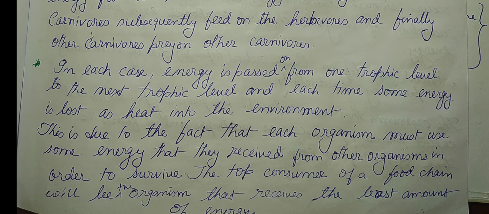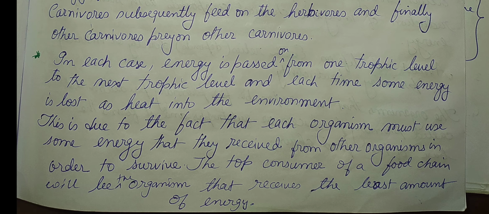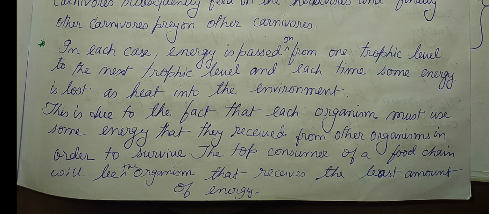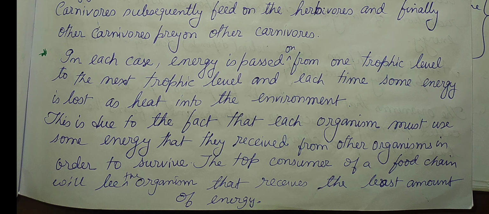Now, if you see carefully, in each case during energy flow, when an organism is eaten by another organism, or in better words when energy is passed from one trophic level to the next trophic level, each time some amount of energy is lost as heat into the environment. This is a true fact: when an organism is eaten by a higher organism, the energy stored within the biomass of the lower organism will not be used fully by the higher organism, because some amount of energy will be lost as heat into the environment.